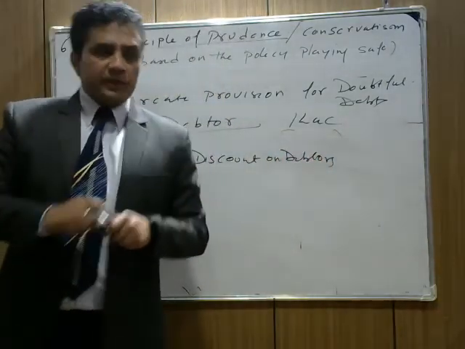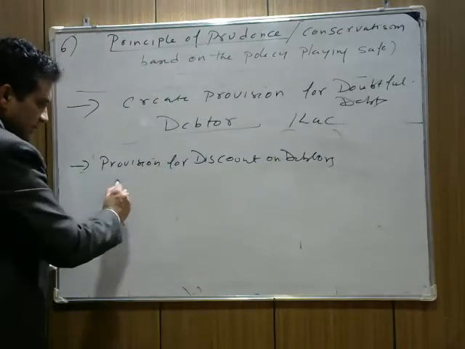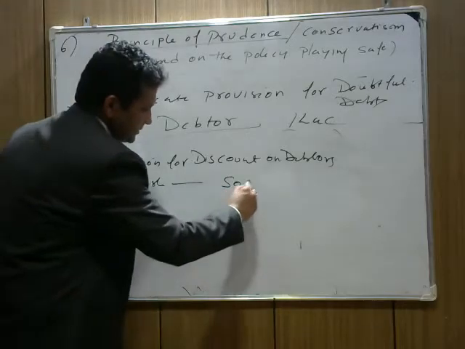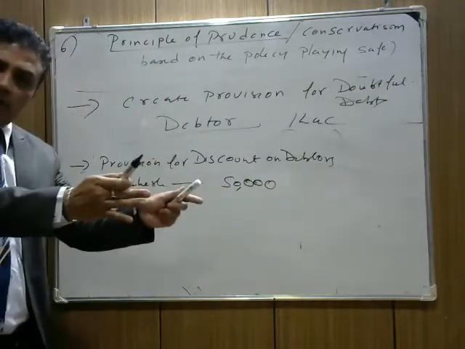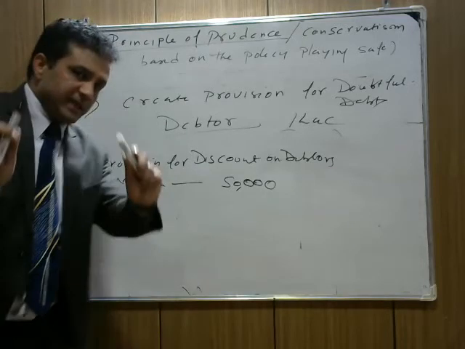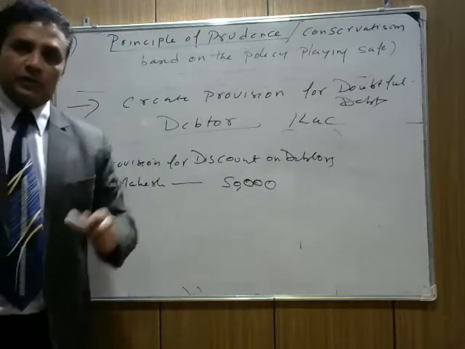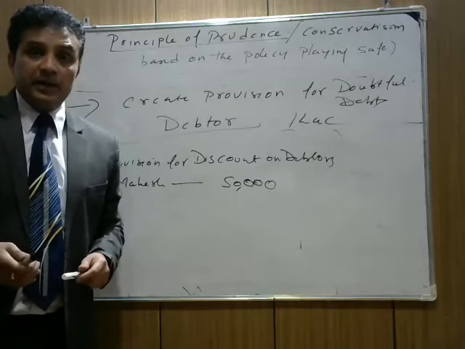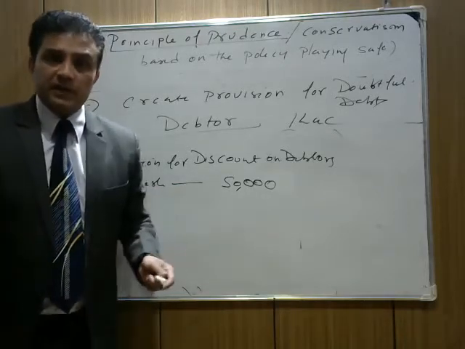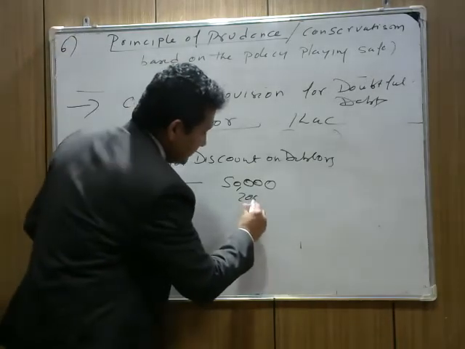Similarly, we also create a provision for discount on debtors. Now, discount on debtors means, suppose Mahesh is a person from whom you have to receive 50,000 rupees. You sold goods to Mahesh, and you have to receive 50,000 rupees from Mahesh. How much money is to be received from Mahesh? 50,000. But you need money immediately.